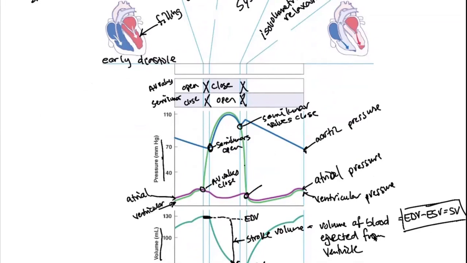and at the end of isovolumetric relaxation, it ends because the AV valves open, because the ventricular pressure now drops below atrial pressure. And that triggers the AV valves to open. And here now you have early diastole.